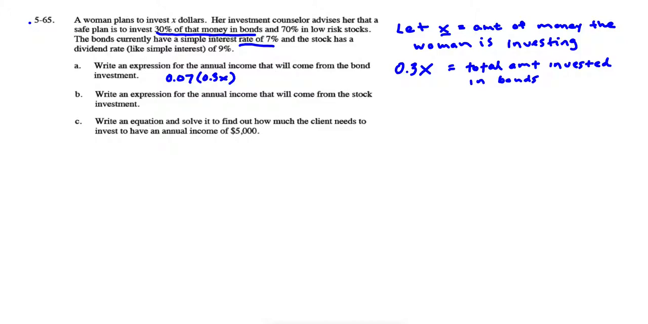Now let's look at the stocks, because she invested 70% in low-risk stocks, and she's going to get 9% of that back. So if you have a chance, pause the video, see if you come up with it, and then check to see if you're right. So she's going to take 70%, which is 0.7, it's like 70 cents, times the amount that she's investing. So the total amount she's investing times 70% would give you the total amount invested in stocks.